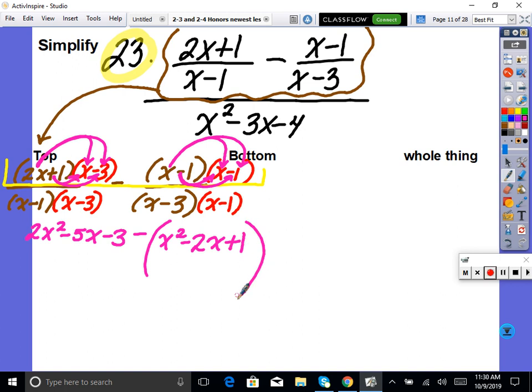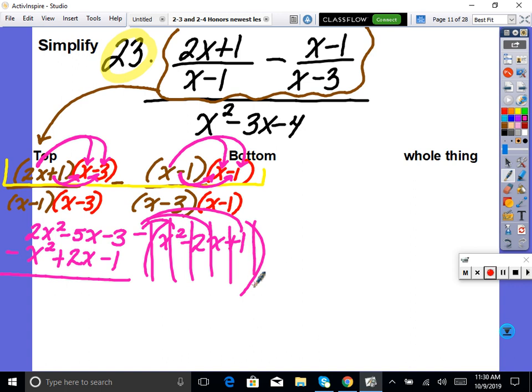Then remember, at this point, I personally take the negative and then distribute it through and write it underneath this section. So that's negative x squared plus 2x and then minus 1. And now I've taken care of this. Okay, so then from there, combine like terms, that's x squared minus 3x minus 4. That's your numerator. And that was all over x minus 1, the common denominator, x minus 1, and x minus 3.